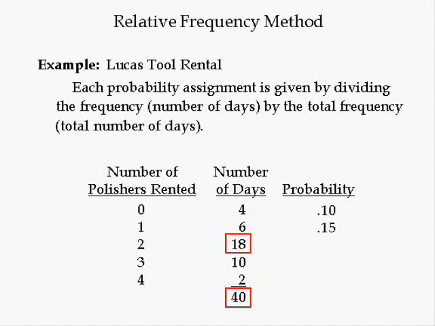The probability of 2 car washers rented is found by dividing the frequency of 18 by the sample size of 40, which is 0.45. The probability of 3 car washers rented is found by dividing the frequency of 10 by sample size 40, which is 0.25. The probability of 4 car washers rented is found by dividing the frequency of 2 by sample size 40, which is 0.05. The probabilities add up to 1.